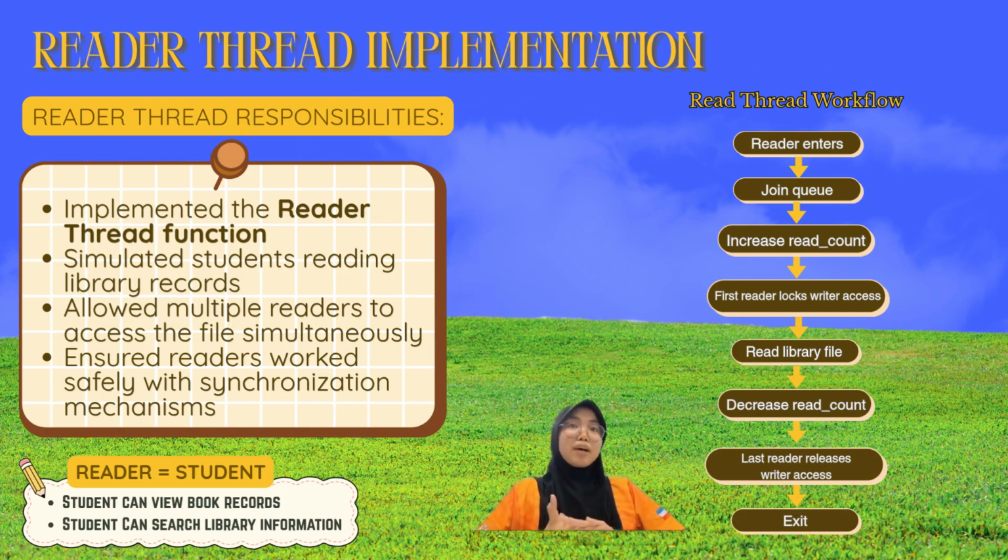Alright, so my part focuses on the reader thread implementation, which is one of the core components of our library file management system. In our system, the reader represents a student, so whenever a student wants to search for a book or view library records, that action is handled by a reader thread. What's interesting here is that multiple students, meaning multiple reader threads, are actually allowed to access the library file at the same time. They don't block each other because reading doesn't change any data.